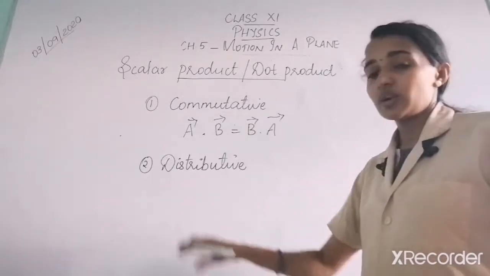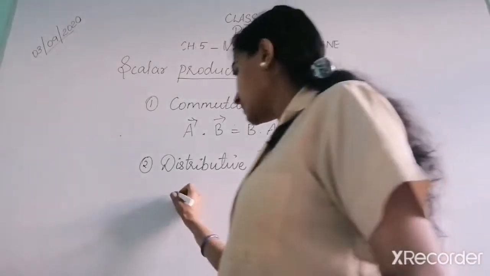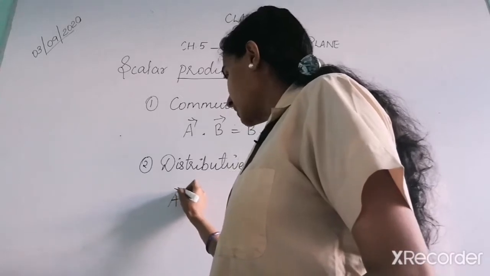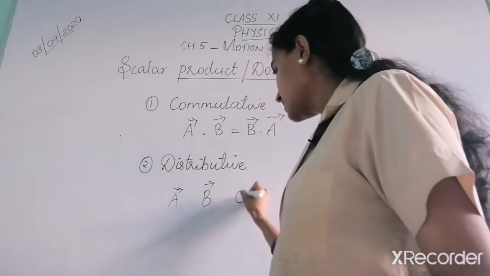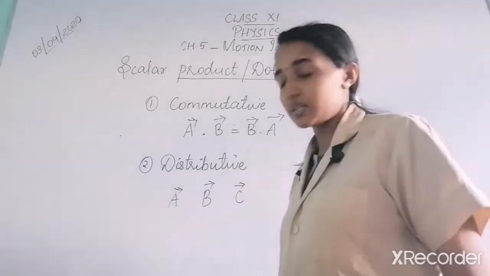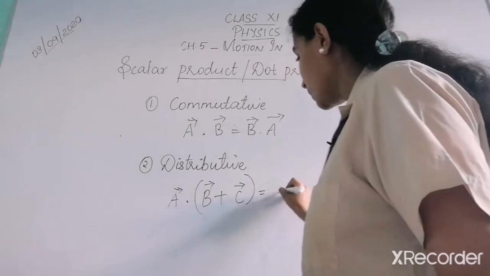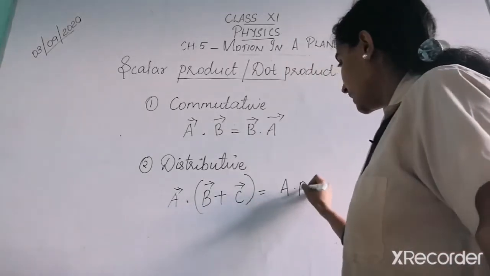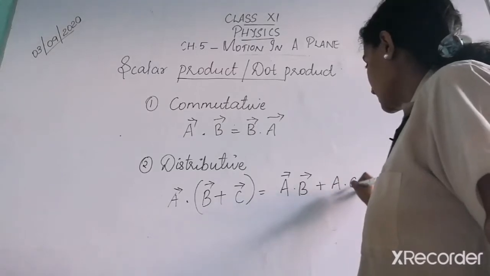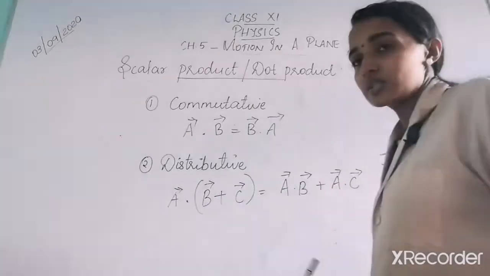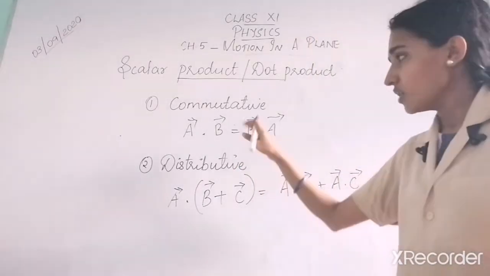The second one is that scalar products are distributive, which means that if you have three vectors A, B and C, then A dot (B plus C) will be equal to A dot B plus A dot C. This is the distributive property, the same as what you learn in your maths.